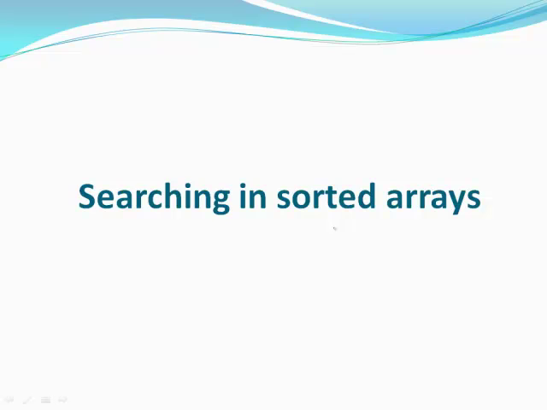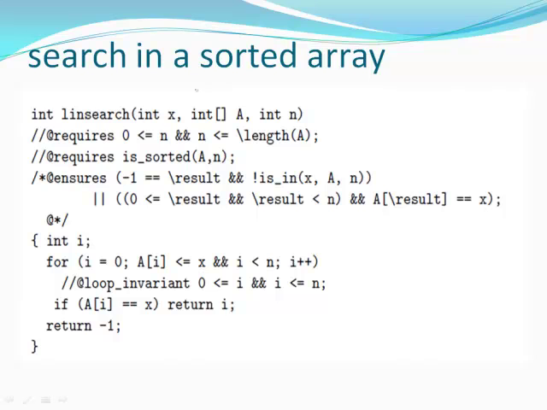Now, searching in a sorted array: if you have a sorted array, we can do the search faster. So for instance, here's a piece of code that will search a sorted array. Lin search looking for x in the array from 0 to n minus 1. The conditions are n is greater than or equal to 0 and n is smaller than or equal to the length. We also require that A be sorted. This is a specification function that we know to be true that we can use in our linear search algorithm.